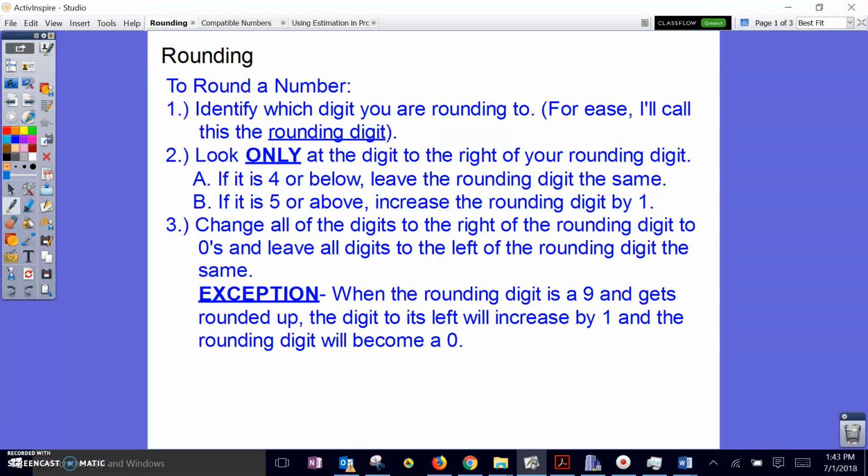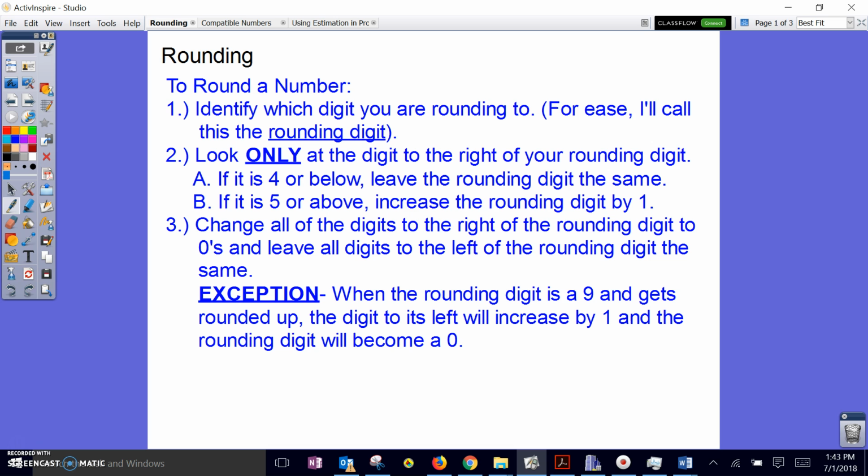And then the last thing we're going to do to round off is change all the digits to the right of the rounding digit to zeros, and we're going to leave all the digits to the left of the rounding digit the same, except if we changed the rounding digit by 1 in step 2.